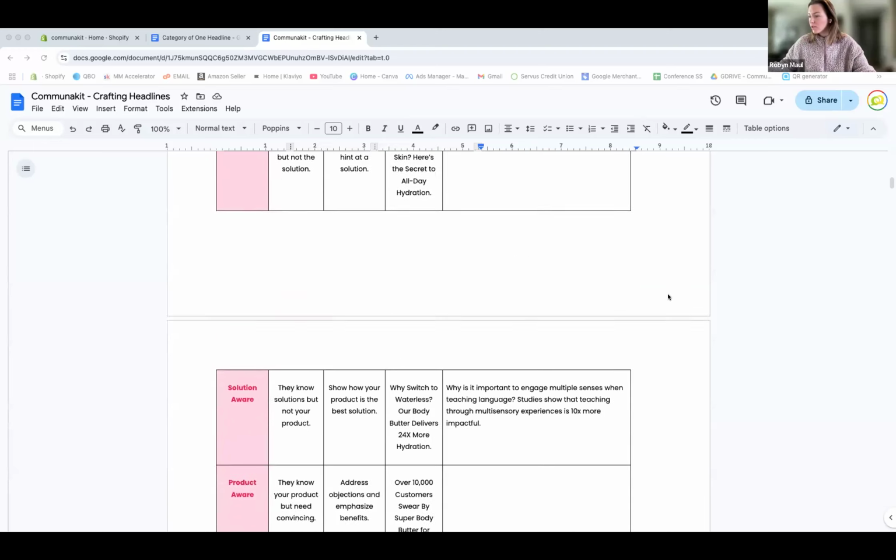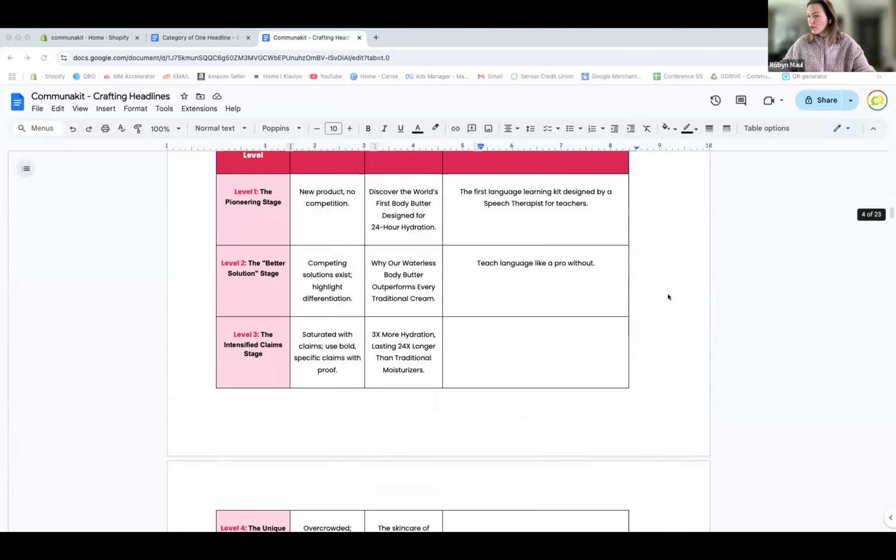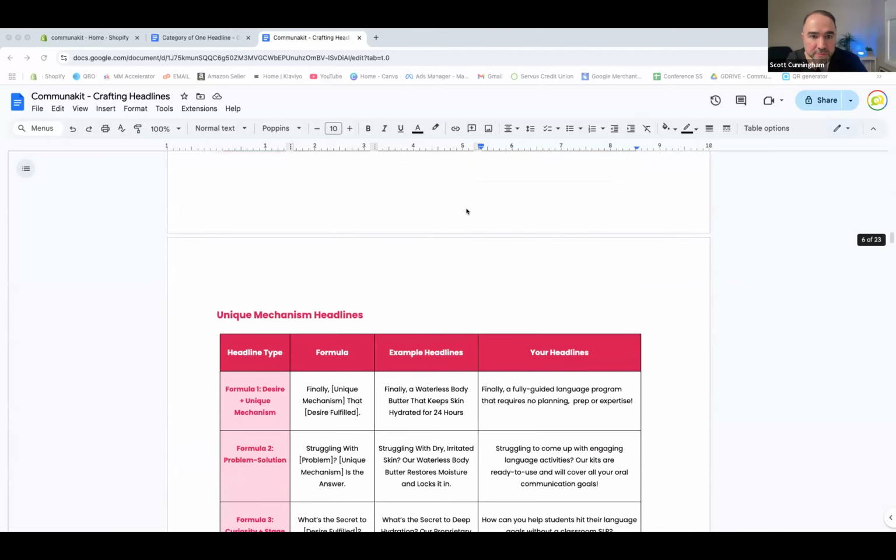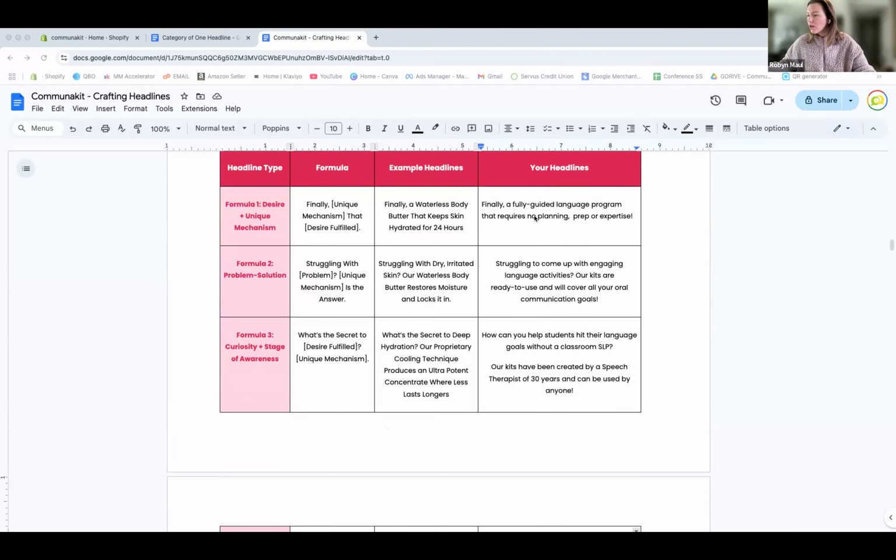Okay, sorry, now I'm mixed up on my worksheets. Struggling to come up with engaging language activities. That one is really layman's terms, and I think a lot of preschool teachers, kindergarten teachers, or grade one teachers would resonate with that. It's a lot of work to even come close to prepping and planning an activity like this. Okay, so this is going to be the longest headline we ever wrote today. But I think it's something like, okay, so I'm integrating a couple of these things that you wrote.